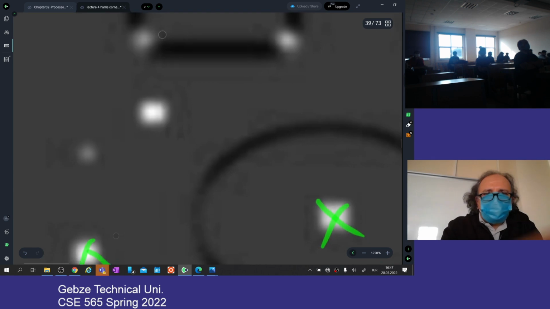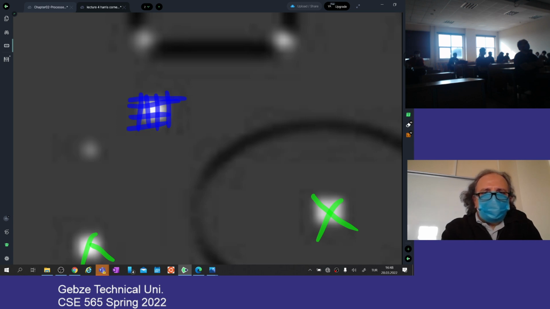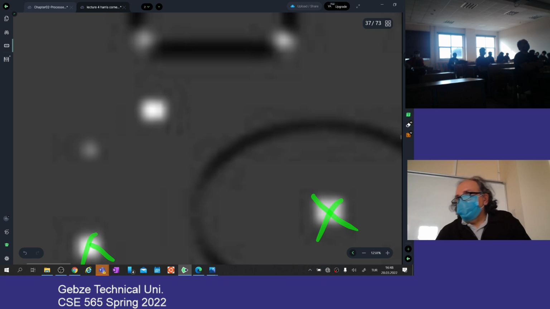So let's look at this part. This one is reporting many corners. I mean, this is maybe 1, 2, 3, 4, 1, 2, 3, 4. Maybe this is a 5 by 5 region, and inside this 5 by 5 region, everybody is a corner. They are all above the threshold level of C. So we need to do something about that.